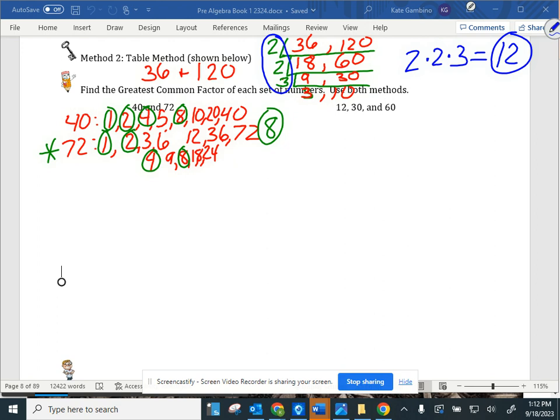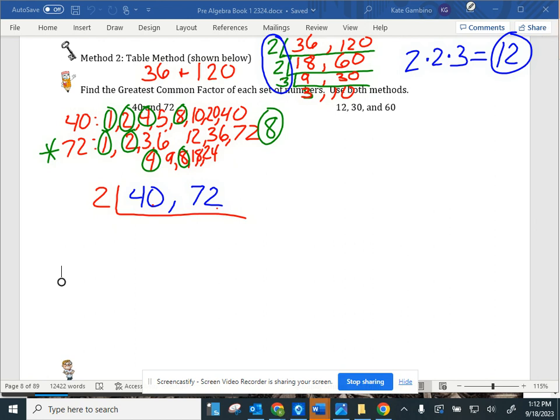So using the table method, we would start with 40 and 72. And then we want to take out a prime. What's the first prime I should check to take out? Jude? What's the smallest prime? The smallest prime, 2. So let's take out a 2, because they're both even numbers, I can take a 2 out.